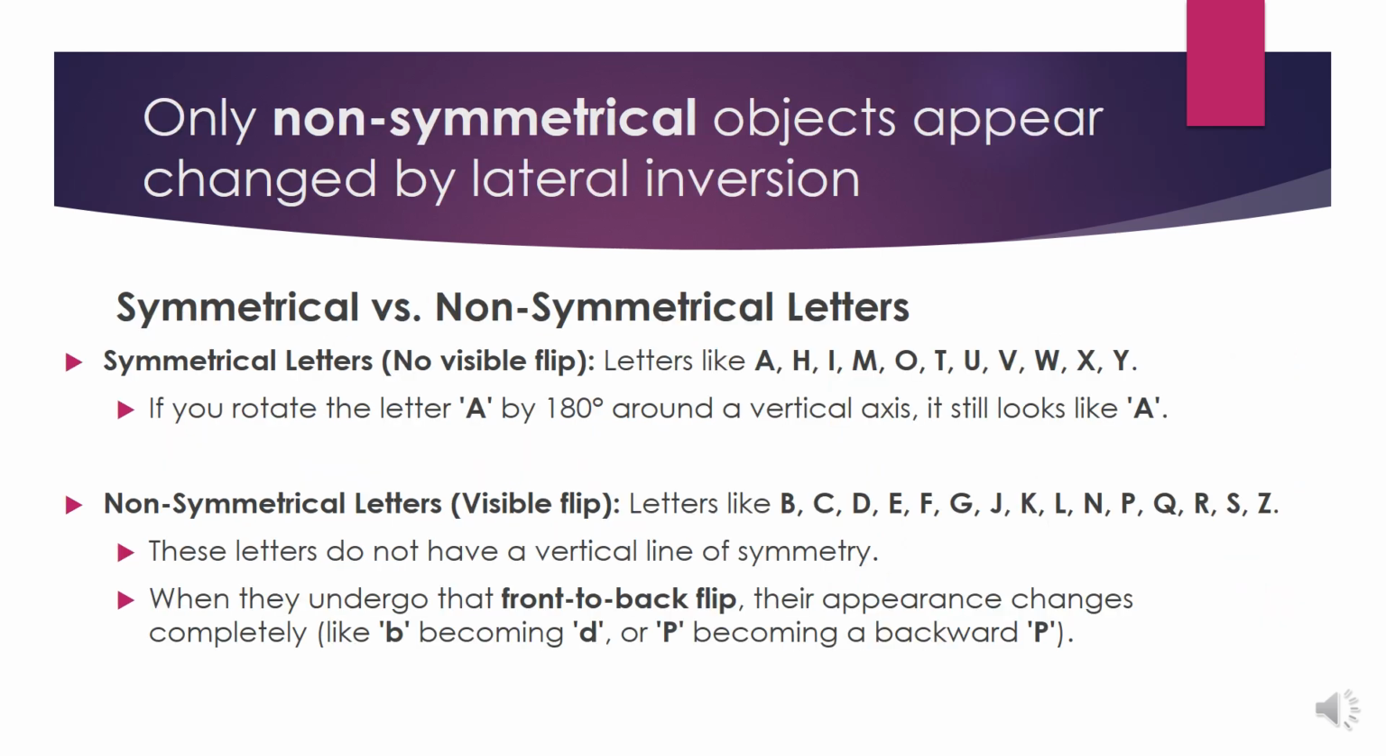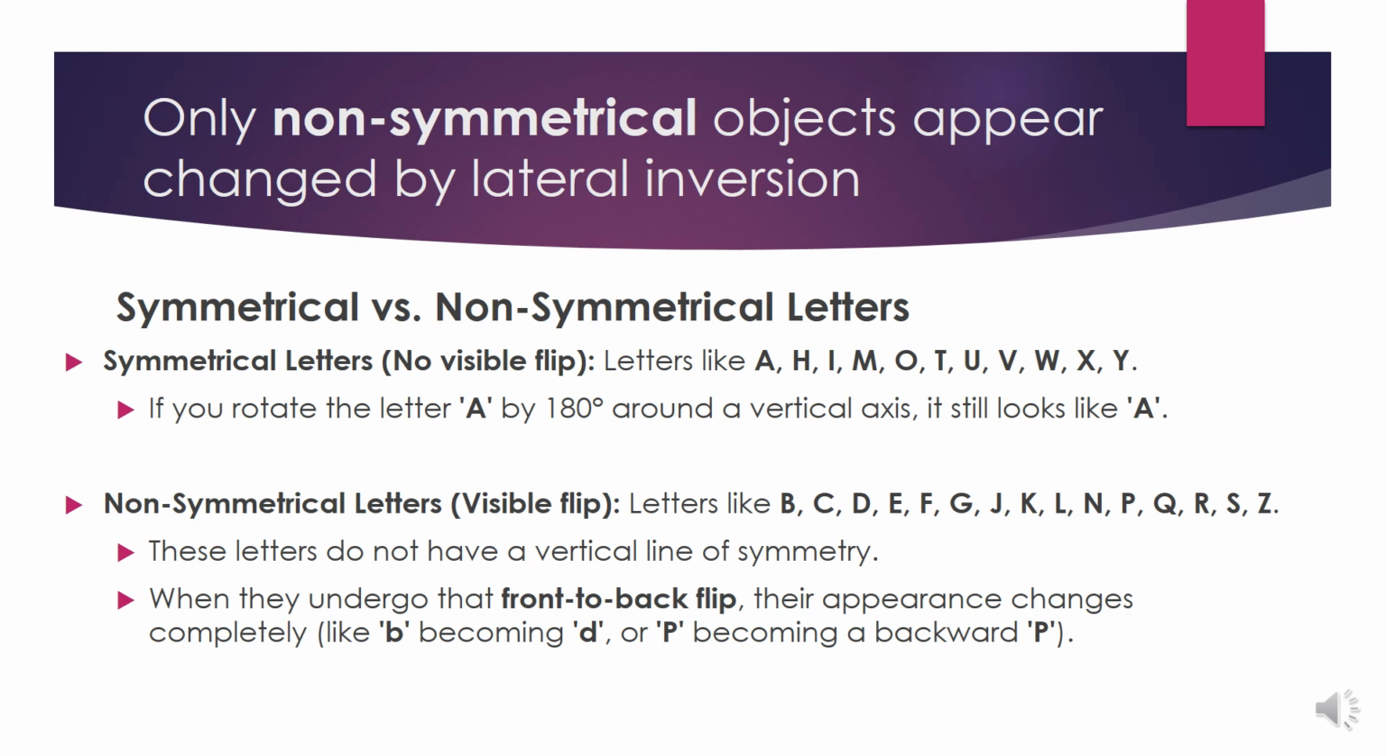Note, in the world of physics, only non-symmetrical objects appear changed by lateral inversion. So if an object is perfectly symmetrical, meaning that the left side is a mirror image of the right side, the 180-degree vertical rotation will still happen. But you can't see it because the new front exactly looks like the old front.